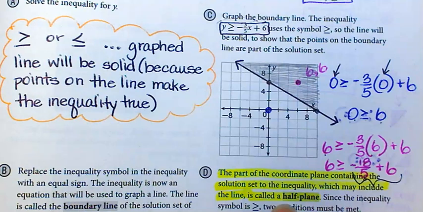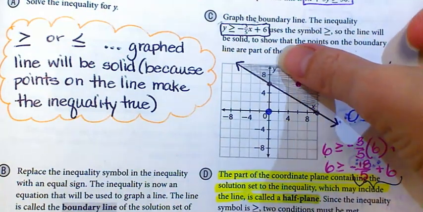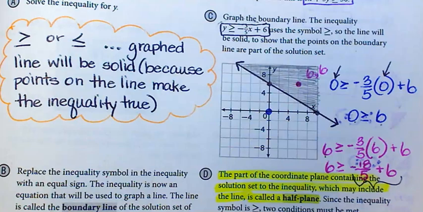Okay, the part of the coordinate plane containing the solution set to the inequality, which may include the line, is called a half plane. So this is the half plane that makes the inequality true. All right, I'm going to move down.